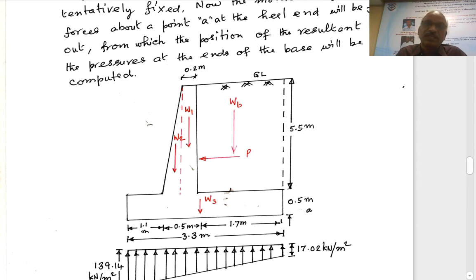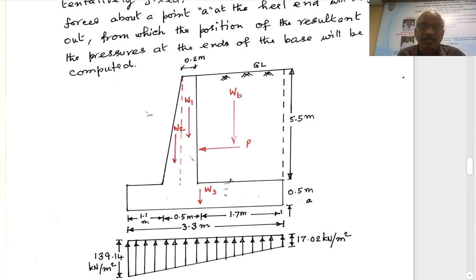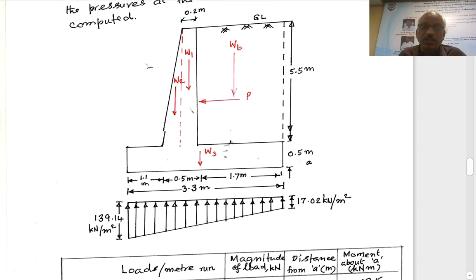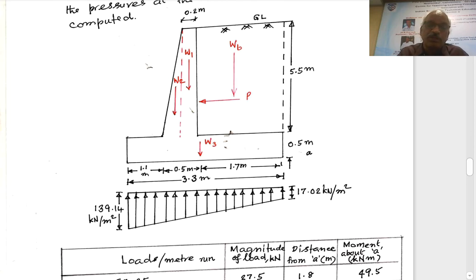In that case the earth pressure P will not be horizontal; it will be at an angle of inclination parallel to the direction of the earth. That we will not discuss now; we will discuss it later. So that's about the weights that are to be considered. Now we are going to find the moment due to W1, W2, W3 etc. at the heel end bottom, the point A on the right hand side.